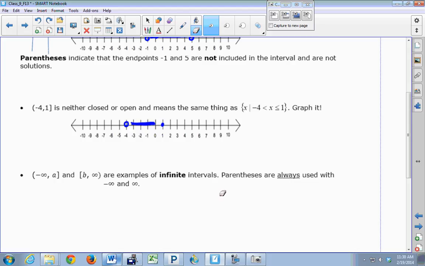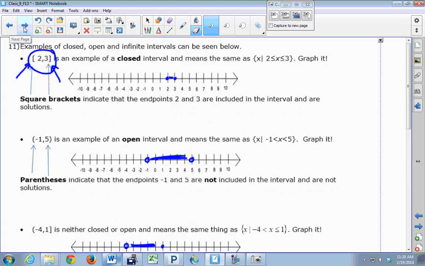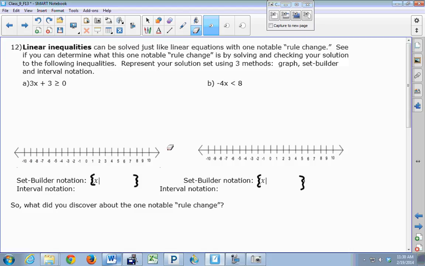Okay, so why do we use interval notation? Because we have to learn how to solve linear inequalities. So let's do that right now. I want you to solve these two inequalities at your seat and tell me what you discovered.